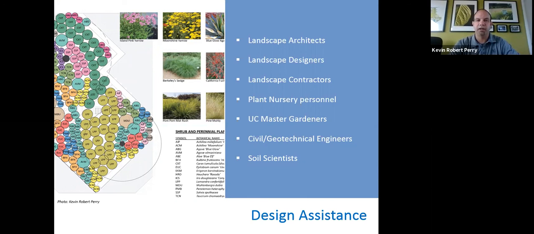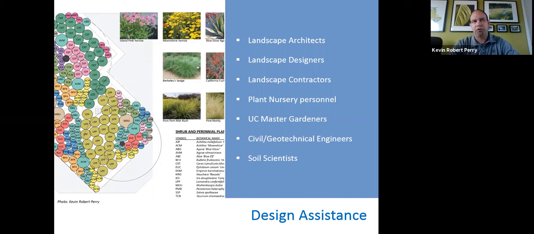You can utilize landscape architects, landscape designers who specifically work with residential landscapes and rain garden applications. You could look into your landscape contractor industry that have a lot of people that are very knowledgeable with this, as well as just going to your local plant nursery and talking about your project and asking them questions. We already mentioned that we've got the master gardeners that are here to help as well.